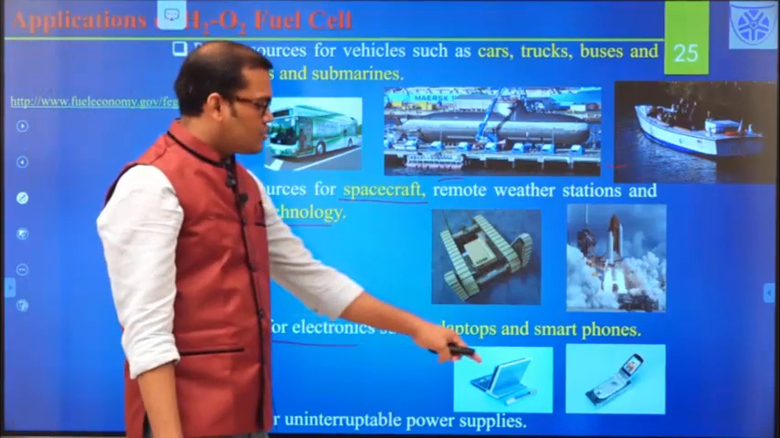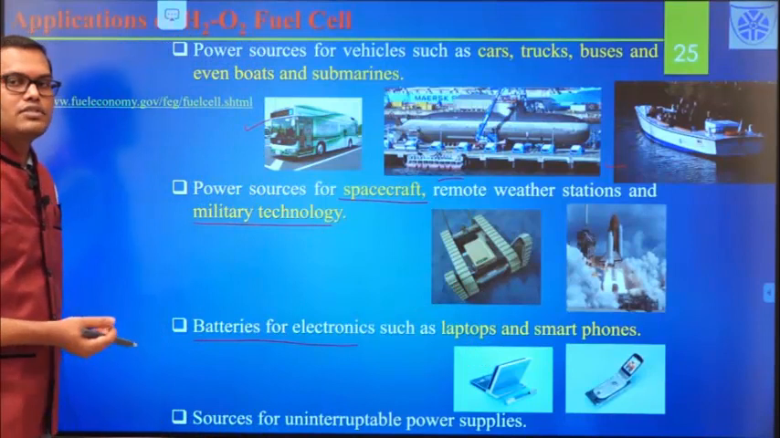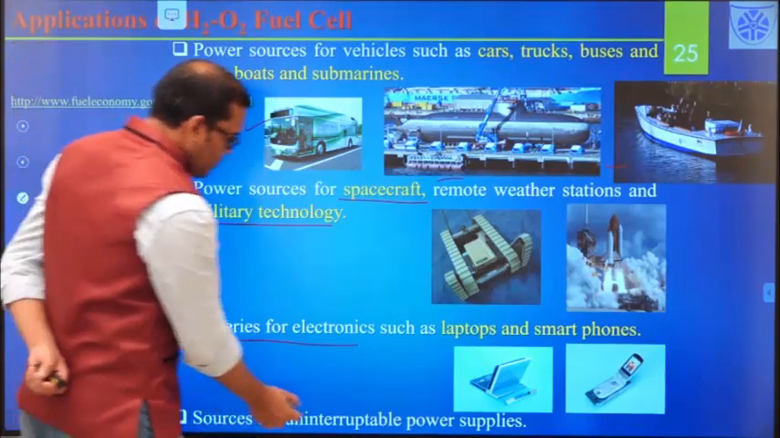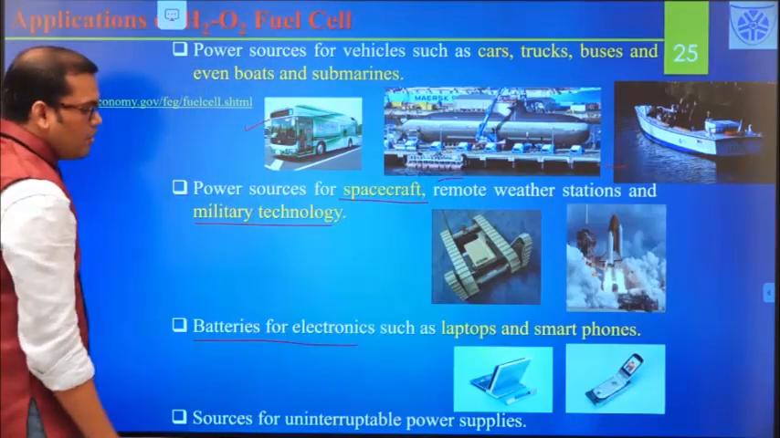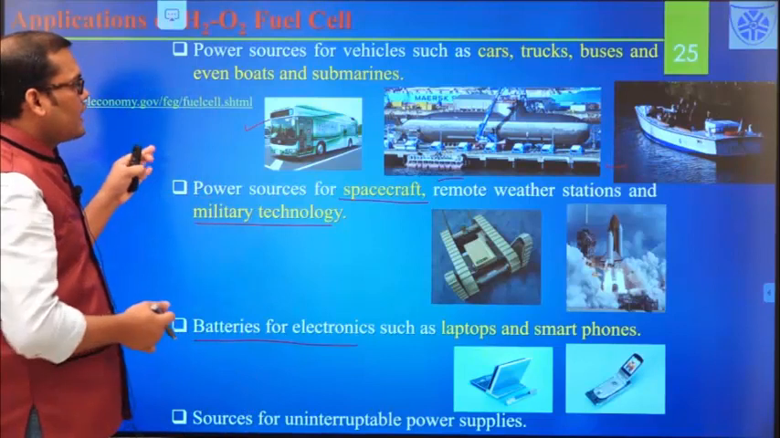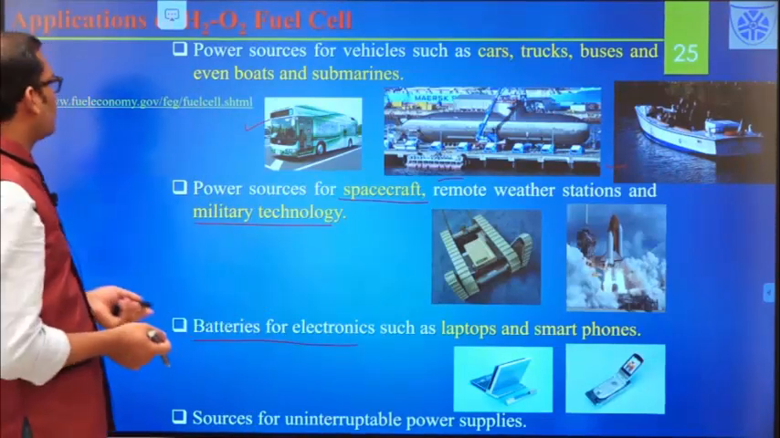In the earlier days they used to have mobile phones and all with small fuel cells, as long as you supply the oxidant and the fuel. And sources for the uninterruptible power supply. So if you want uninterruptible power supply from a renewable energy source, you can use the hydrogen oxygen fuel cells as one of the sources, right?